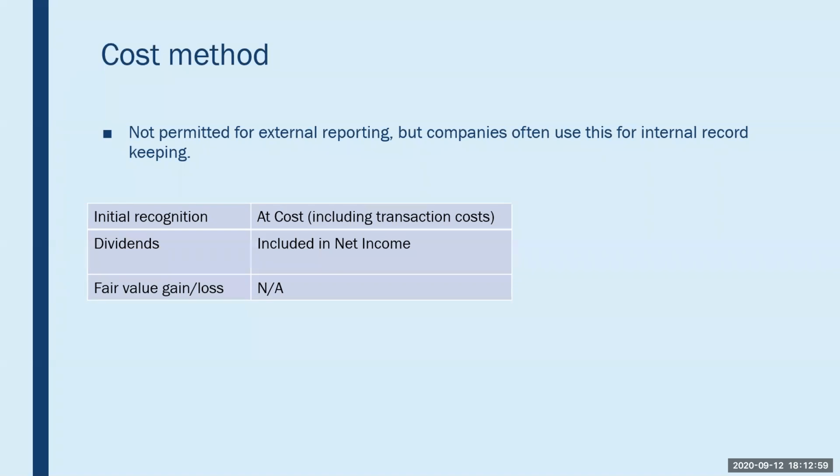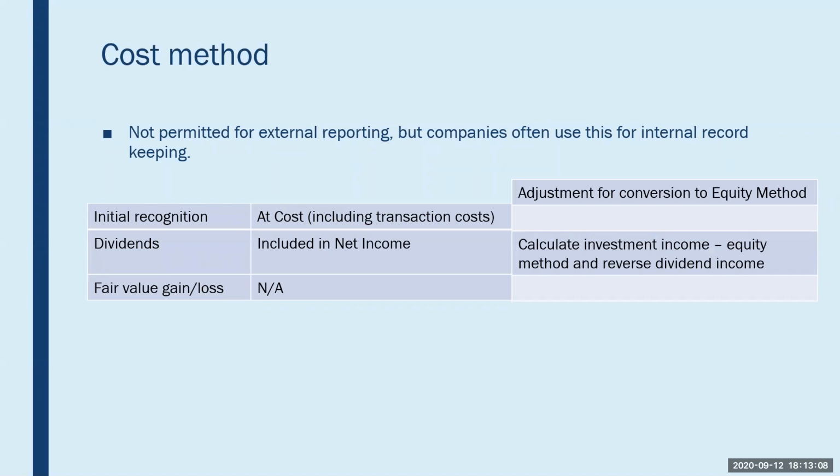So for companies that use the cost method for internal record keeping of investments in associates, the adjustment that they must make to convert from the cost method to the equity method essentially deals with reversing any dividend income that has been recorded in net income and replacing it with the equity method investment income and including that as part of the investor's net income.